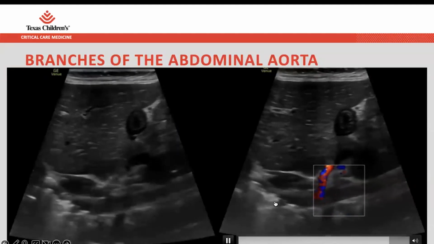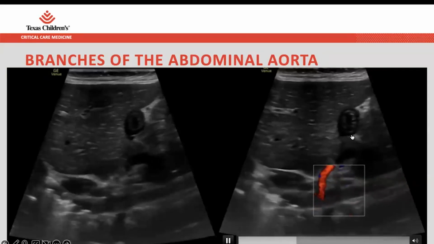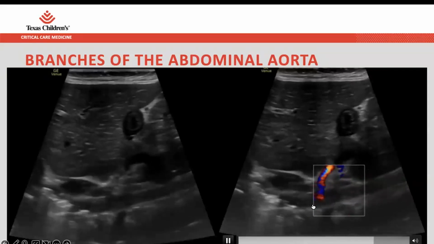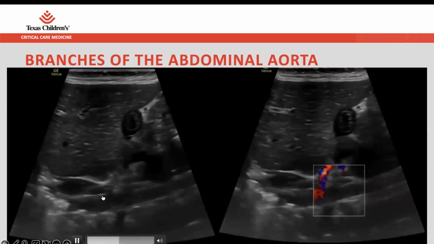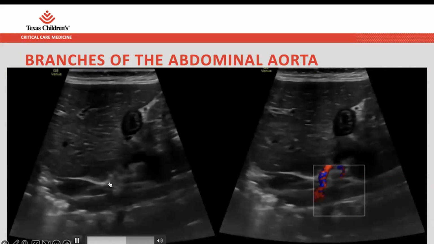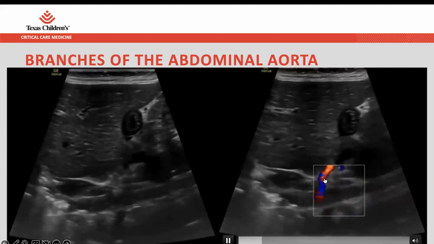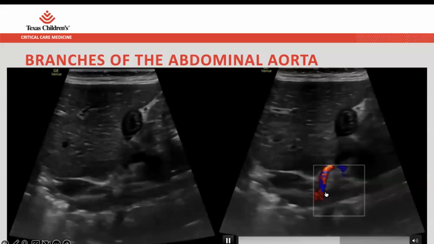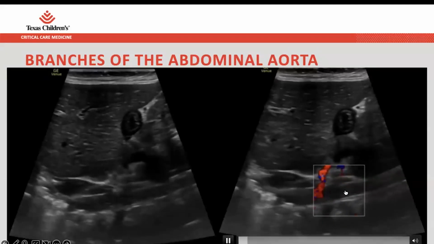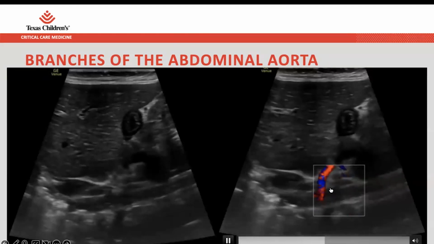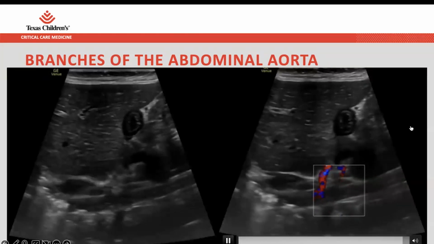We're looking back at the aorta here. This is the antrum of the stomach right here. And we're looking at the branches of the abdominal aorta as they come up. This is the celiac trunk as it comes up out of the aorta right below the liver. SMA will run parallel to the abdominal aorta down here.